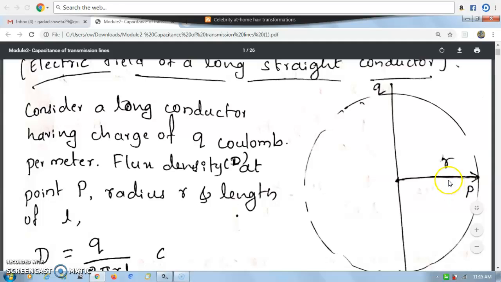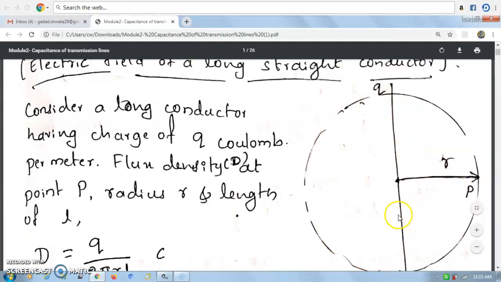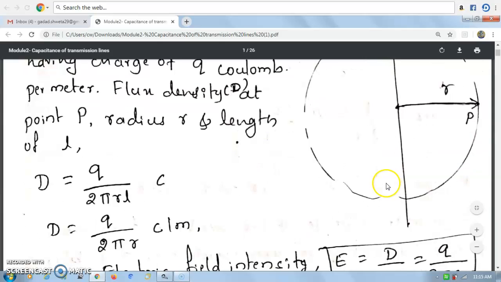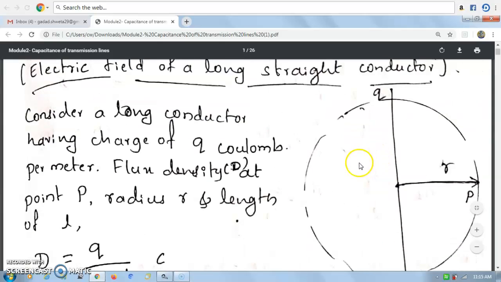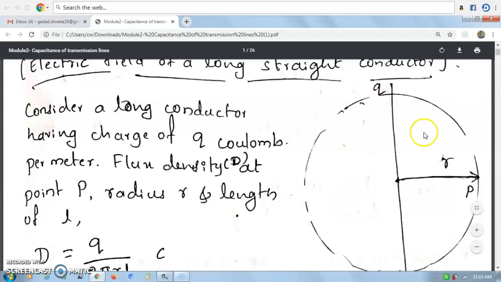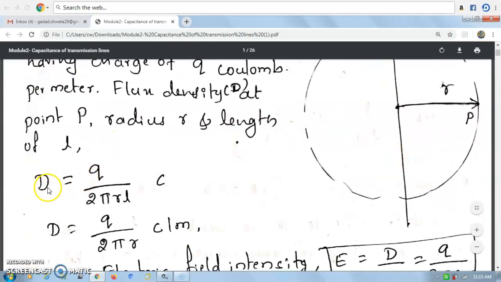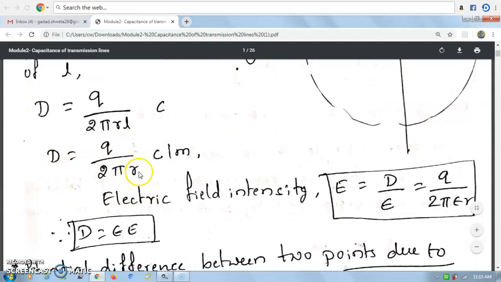Okay. As all the parts of the surface are at the same distance from the conductor, we have a uniformly distributed charge on the cylindrical surface of the conductor. The flux density on the surface, that is capital D, is equal to the flux leaving the conductor per meter length divided by the surface area in an axial length L. Here I am taking the length of the conductor L equal to 1 meter. See here, the flux density D is equal to Q divided by the surface area, that is 2 pi r into length L equal to 1 meter. D is equal to Q divided by 2 pi r.